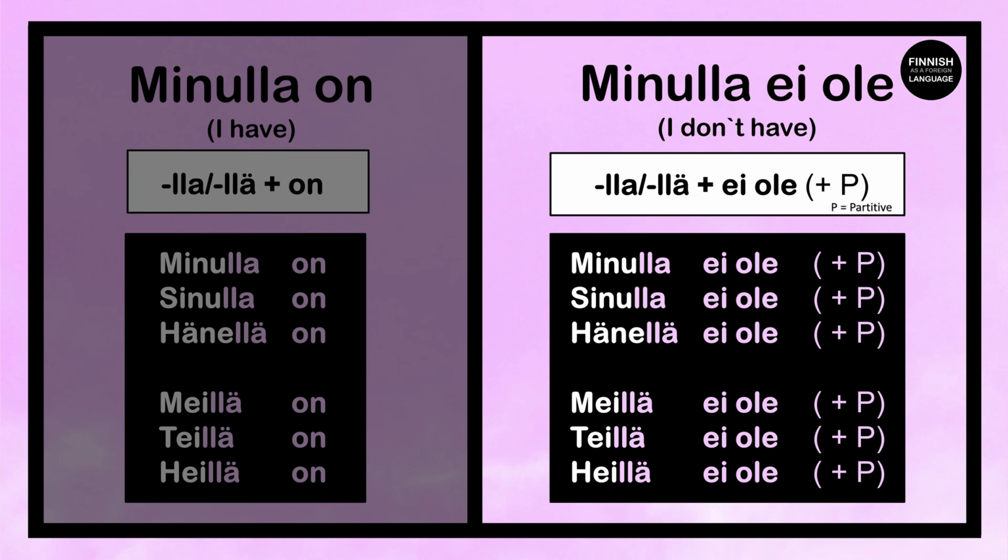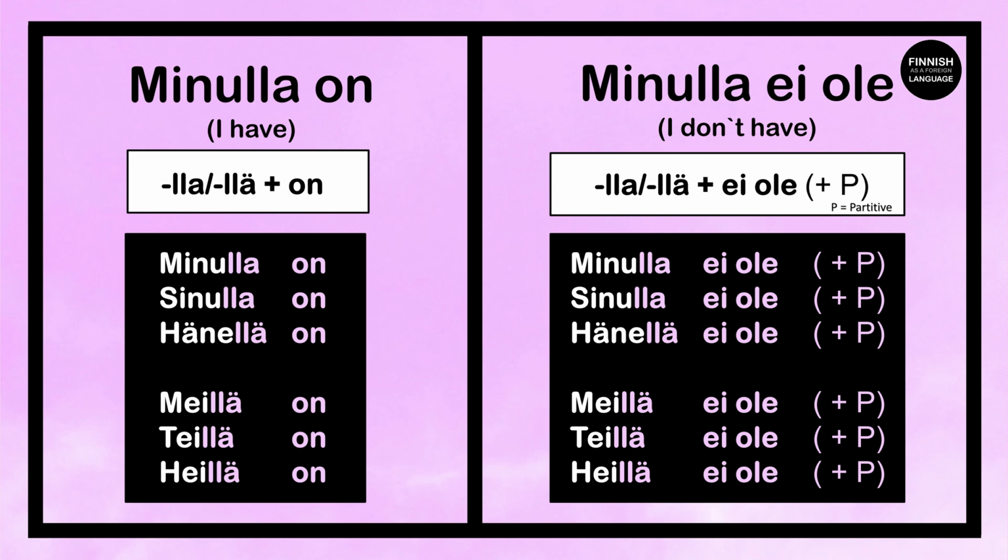Now let's see how it works for negative sentences. I don't have is minulla ei ole. You don't have is sinulla ei ole. He or she doesn't have is hänellä ei ole. We don't have is meillä ei ole. You don't have is teillä ei ole. And they don't have is heillä ei ole.